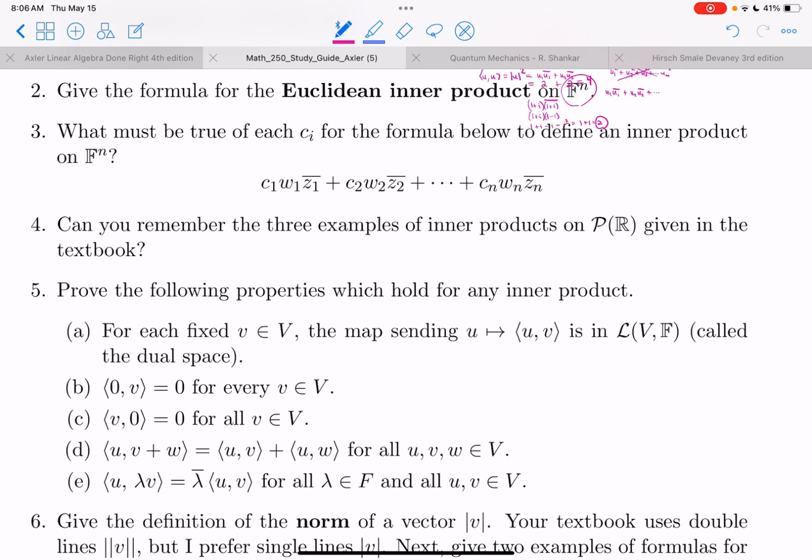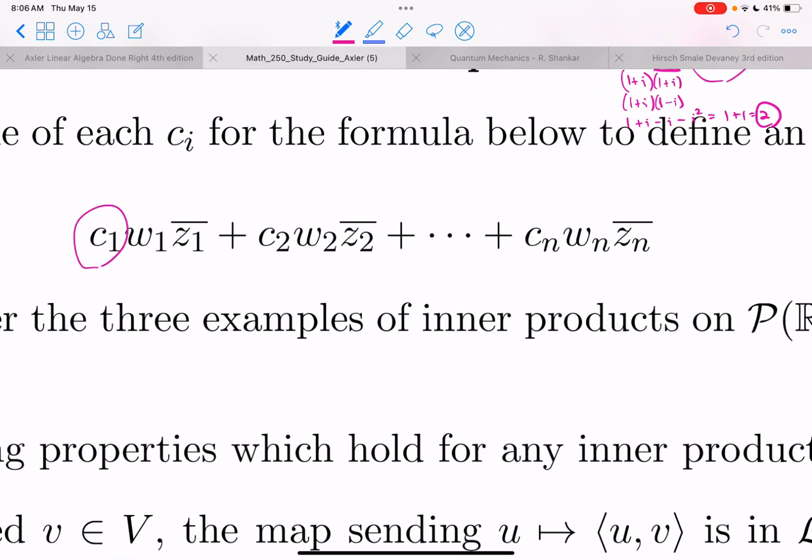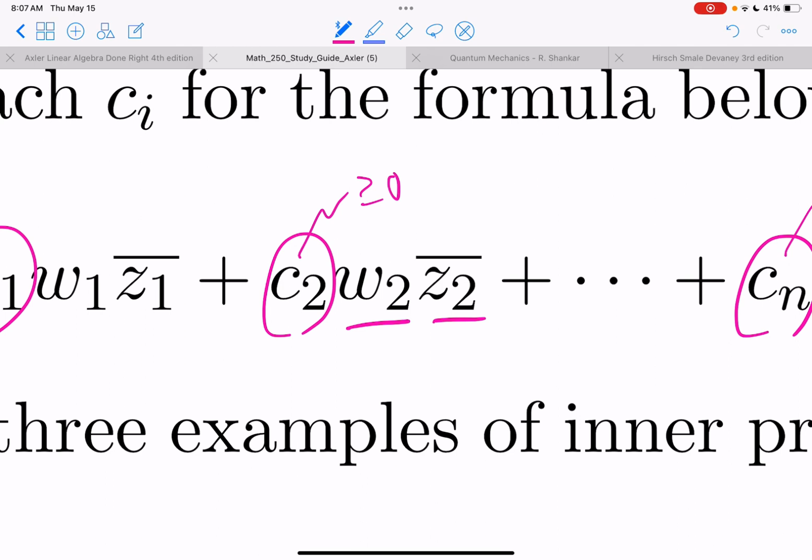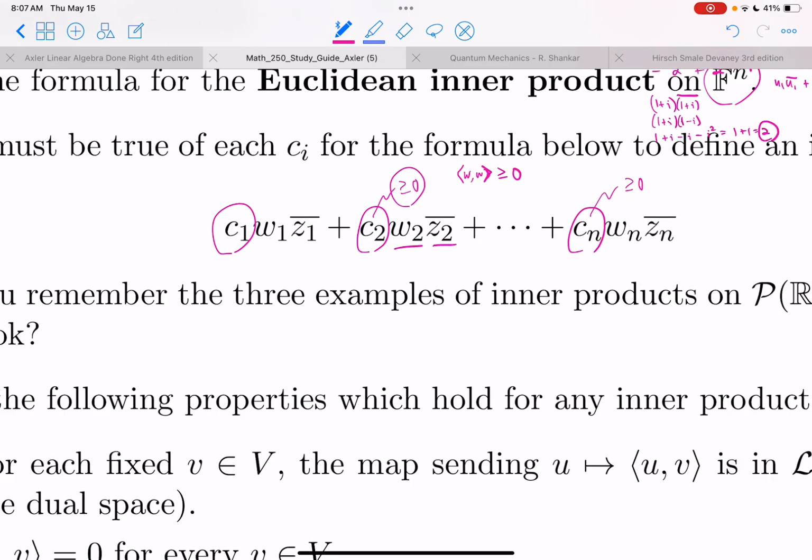Okay. Take a look at number 3. Maybe pause the video to try to remember what has to be true. Okay, so what has to be true for each of these coefficients? We're imagining that these are coefficients in the field. Well, they should be real, because otherwise we're not going to get a real number out. So these things have to be real and non-negative. In order to define an inner product, we have to have positivity when we take w and z equal to each other. We want to get that it's always a real number greater than or equal to 0. And so that's why we need these coefficients to be non-negative and real.